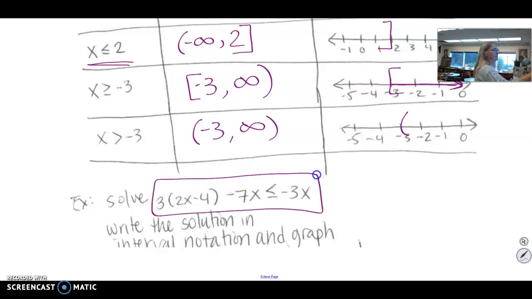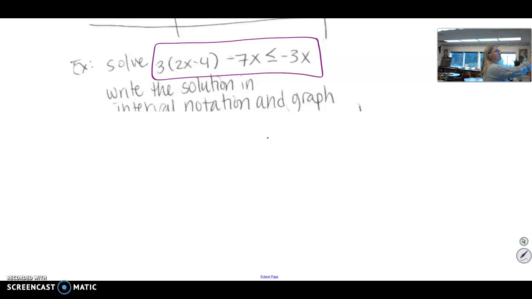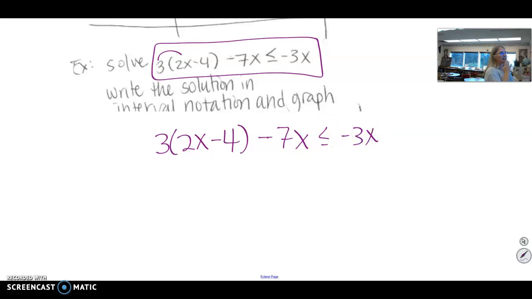Okay, next, write the solution in interval notation and graph. So we're going to solve this and write the solution in interval notation, and then we're going to graph it. There's a couple different ways you can do this. I'm going to rewrite this. So I have 3 times 2x minus 4 minus 7x is less than or equal to negative 3x. All right, so we have a lot of simplifying that we need to do on the left side. I'm going to start by distributing that 3. I get 3 times 2x is 6x. 3 times the negative 4 is minus 12 because I have a positive times a negative. And then continue on, I got minus 7x is less than or equal to negative 3x.